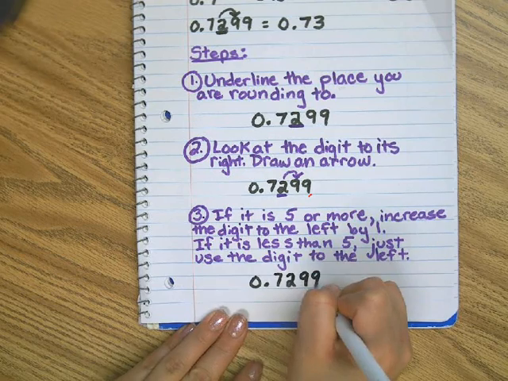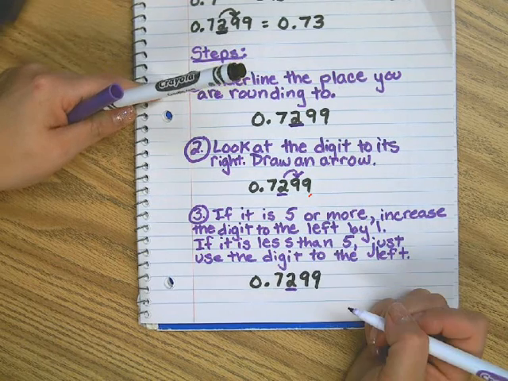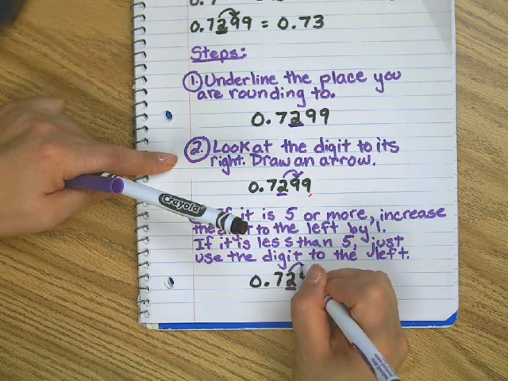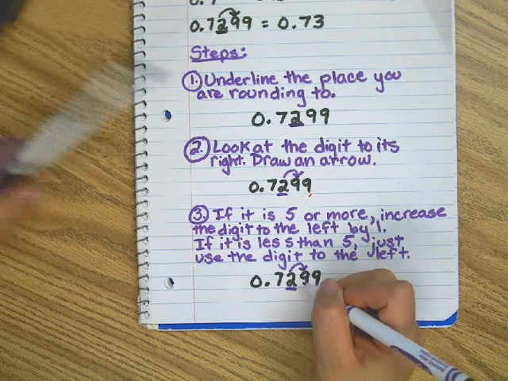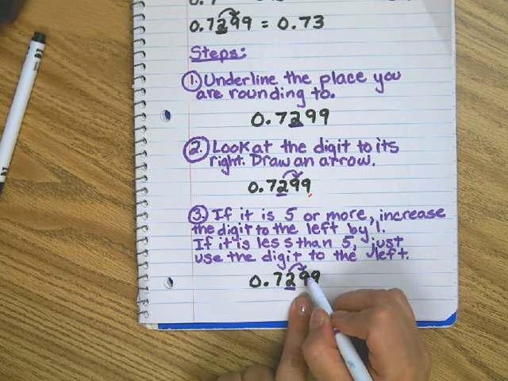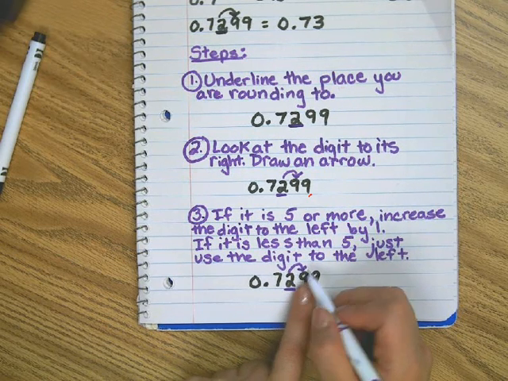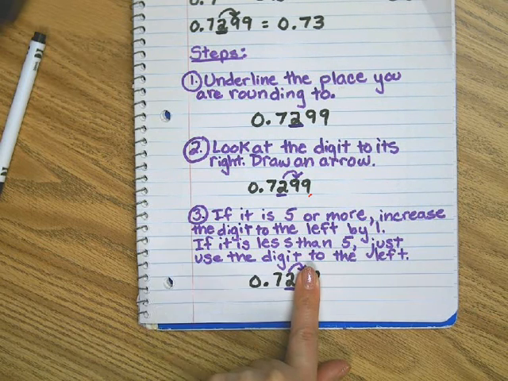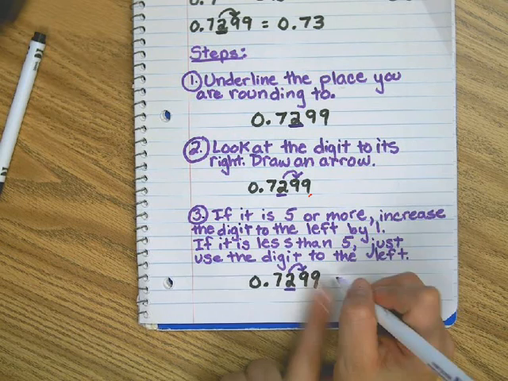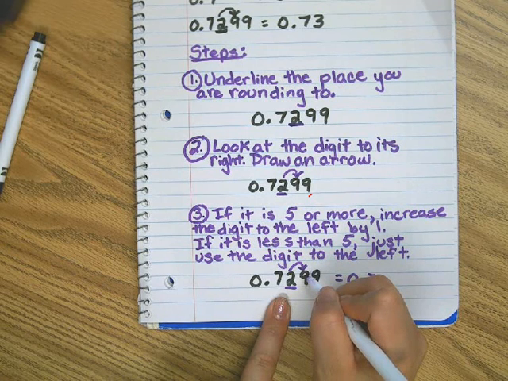Okay, so here's our example, right? 0.7299. In step 1, I underlined the hundredths. Step 2, I looked at the digit on the right, which is a 9. So step 3, I'm talking about the number the arrow is pointing at. If it is 5 or more, increase the digit to the left by 1. If it is less, you just use the digit to the left. You just drop.